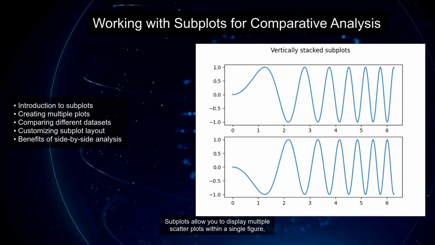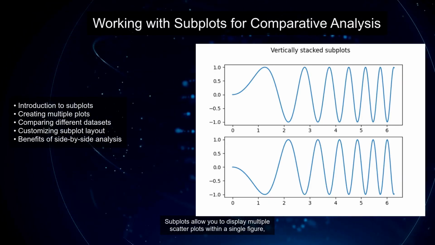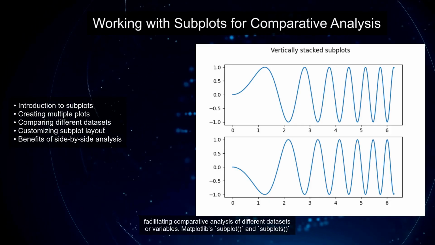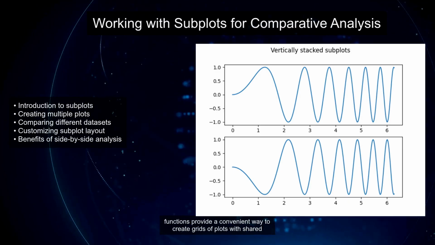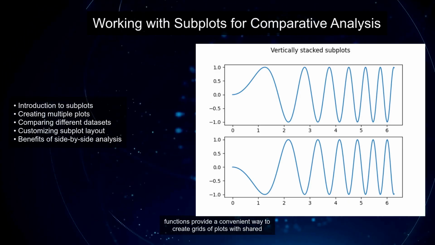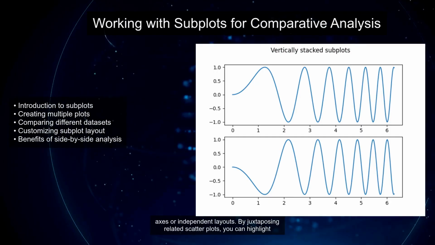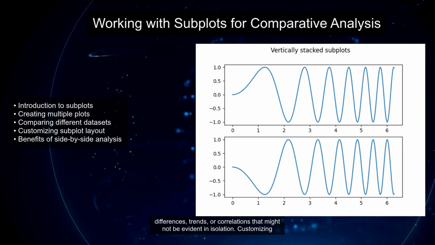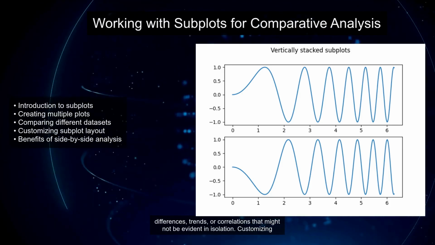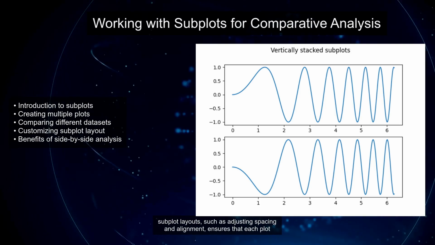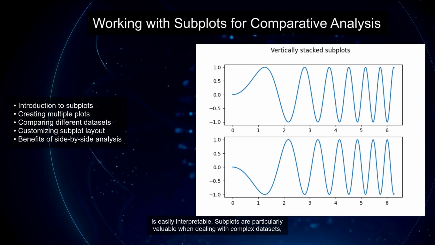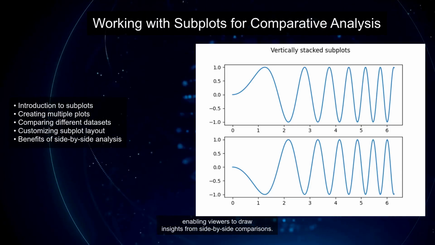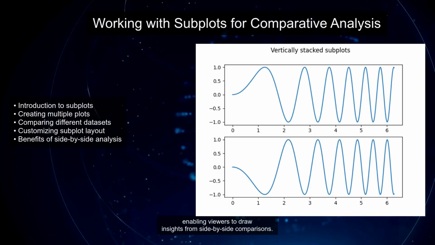Subplots allow you to display multiple scatter plots within a single figure, facilitating comparative analysis of different datasets or variables. Matplotlib's subplot and subplots functions provide a convenient way to create grids of plots with shared axes or independent layouts. By juxtaposing related scatter plots, you can highlight differences, trends, or correlations that might not be evident in isolation. Customizing subplot layouts, such as adjusting spacing and alignment, ensures that each plot is easily interpretable. Subplots are particularly valuable when dealing with complex datasets, enabling viewers to draw insights from side-by-side comparisons.